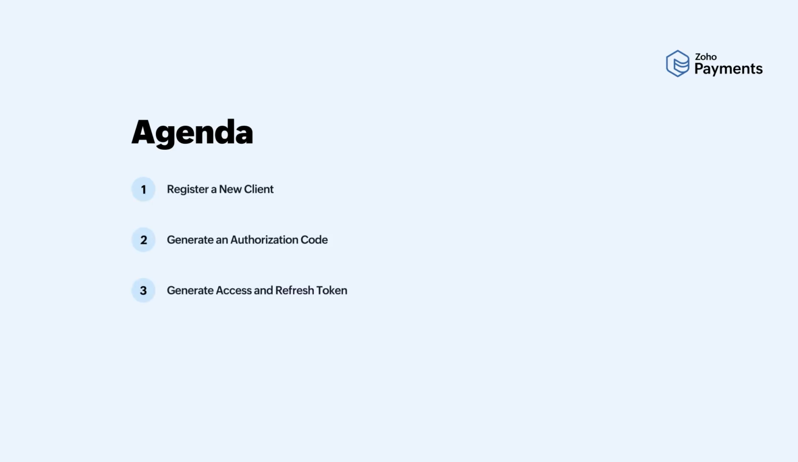These 3 steps are a one-time process. After obtaining the authorization code in Step 2, you can generate access and refresh tokens to initiate API calls. When your access token expires, you can regenerate the access token using the refresh token. You can continue using the refresh token to generate new access tokens until you choose to revoke it.